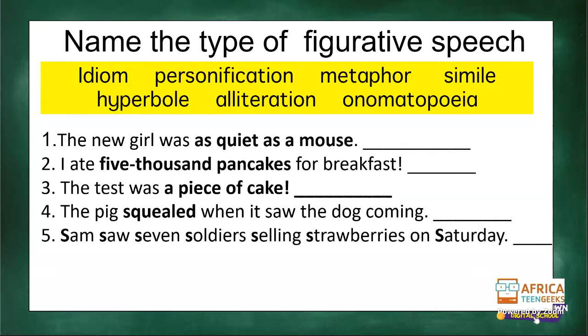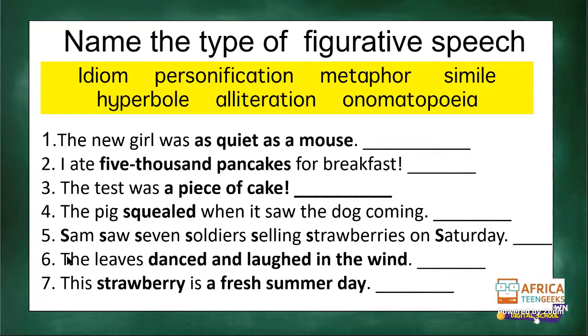Number 5. Sam saw 7 soldiers selling strawberries on Saturday. Who's writing all these 96s? That's ridiculous. Right, where are we? I'm just getting to the bottom of the chat box now. Sam saw 7 soldiers selling strawberries on Saturday. What is that? And number 6, the leaves danced and laughed in the wind. And number 7, the strawberry is a fresh summer day. Right, you all got your answers?